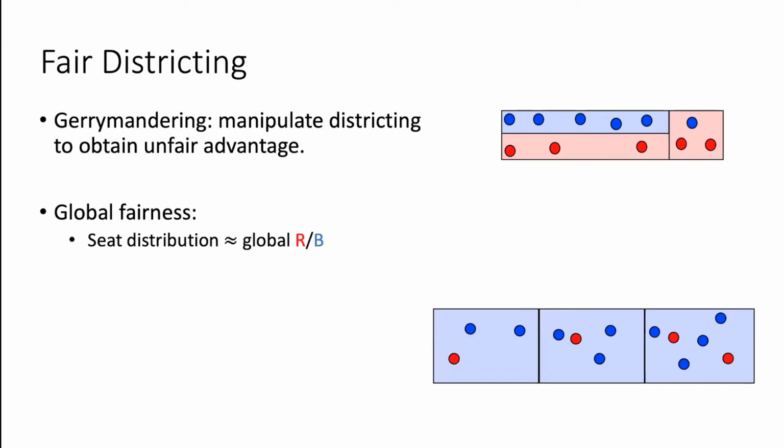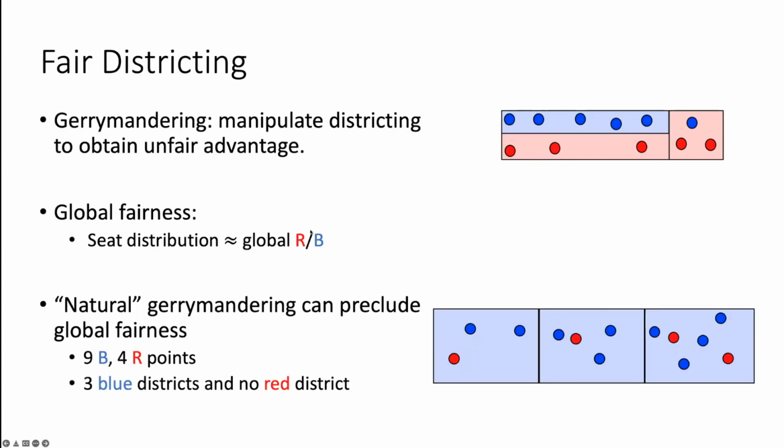But the problem is instances like this, where you have red and blue roughly scattered uniformly, there are more blue than red, and regardless of how you draw the district boundaries, you will end up electing only blue representatives. So in this example, there are 9 blue and 4 red points, but there are 3 blue districts and no red districts. What is happening is what is called natural gerrymandering. There's no malice in this. It's just that the instance looks like this. And these kinds of instances preclude having global fairness.